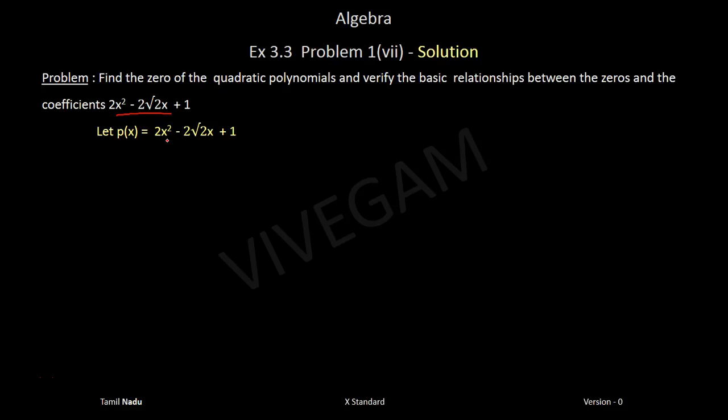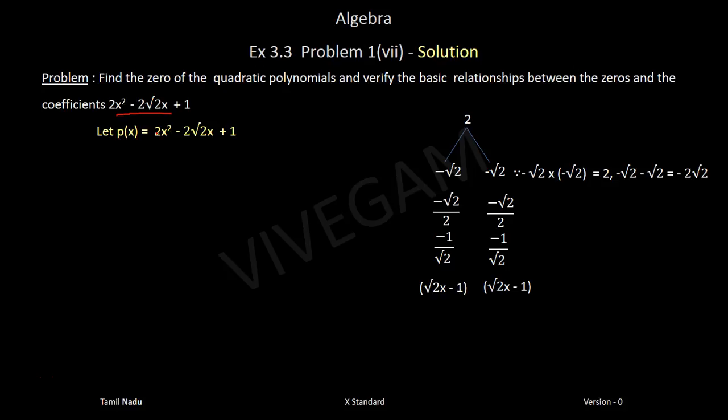Let p of x be 2x square minus 2 root 2 x plus 1. Now what is the number which needs to be factorized? That is the coefficient of x square into the constant, 2 into 1, which is 2. 2 needs to be factored in such a way that when we add the factors we get minus 2 root 2. So 2 can be factorized as minus root 2 into minus root 2. Their product is 2, and when you add these two you get minus 2 root 2. So the factors are minus root 2 and minus root 2.